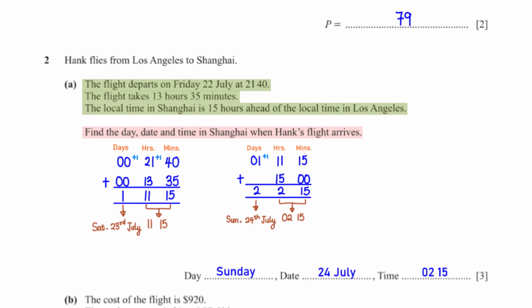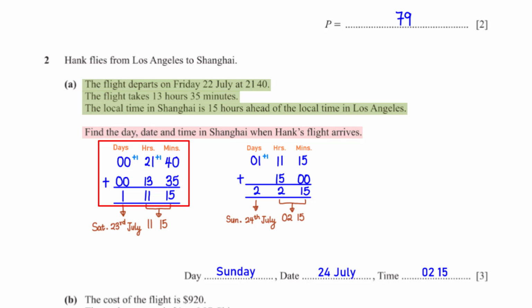To get the time the flight arrives in Shanghai, we add the time duration for the flight, which is 13 hours 35 minutes, to the departure time, which is 21:40. Under the minutes column, 40 plus 35 is 75. 60 minutes is 1 hour, so we add 1 hour to the hour column and leave the remaining 15 minutes under the minutes column. Under the hour column, 1 plus 21 plus 13 is 35.